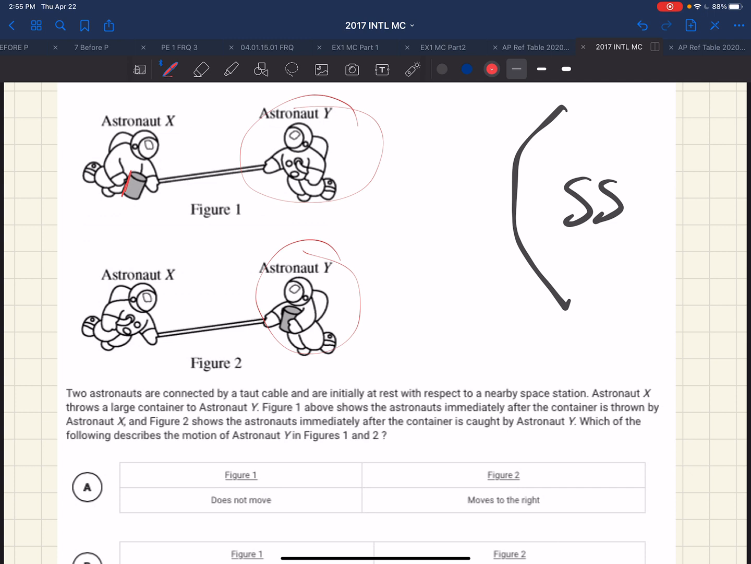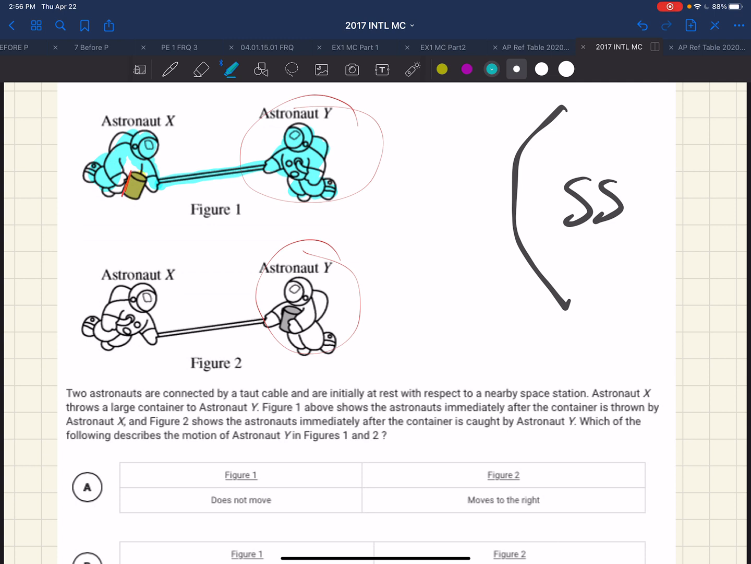Well, let's think about this. Of course, we have to think about it. Astronaut X is going to throw this. So there's really two objects here. We have our first object of focus, the canister. The second object, and it's not obvious, is the astronaut system. The two astronauts are tied together, and the rope is taut.